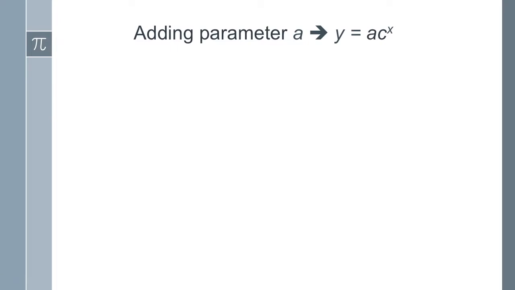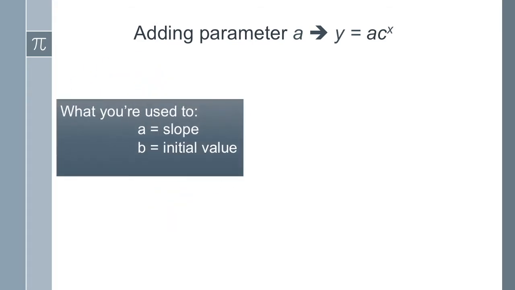So now you know most of the properties. You also know that there's always an asymptote. We're going to add a parameter a, and we're going to change our function into y is equal to a c to the x. Here is what you're used to.